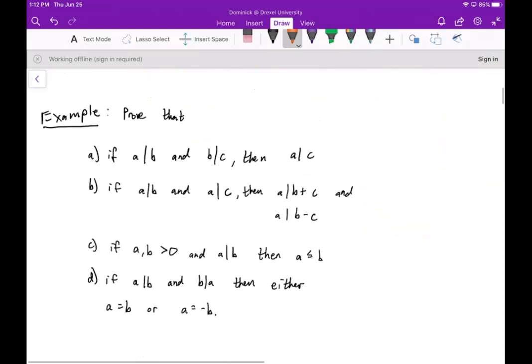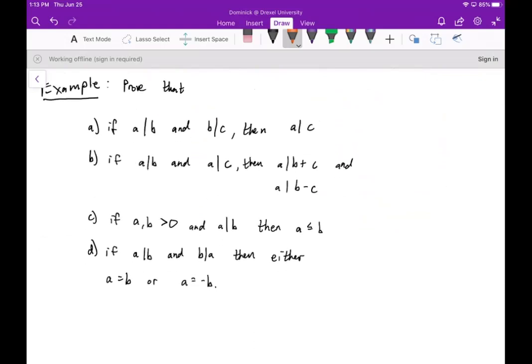Okay, now let's do some proofs. In this first one, we have that if a divides b and b divides c, then a divides c. This one's easy to show. Now a divides b means that a times m is equal to b for some integer m. And b divides c means that b times k is equal to c for some integer k.